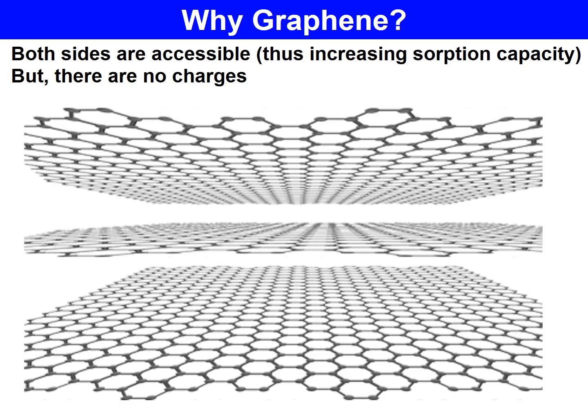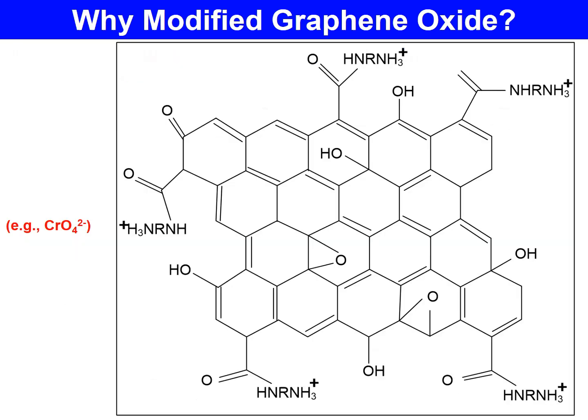We're going to use graphene, and we're going to use graphene because both sides of graphene are accessible. So we're going to grab a lot of chromium, so we increase the absorption capacity. But graphene has no charges. This is why we have to modify graphene, to functionalize it. So that's one way of functionalizing graphene. So we have a molecule here, negatively charged. We functionalize graphene by putting NH3 groups. So this is NH3+, so they will attract those two species.